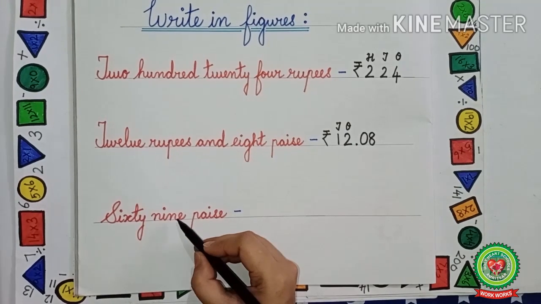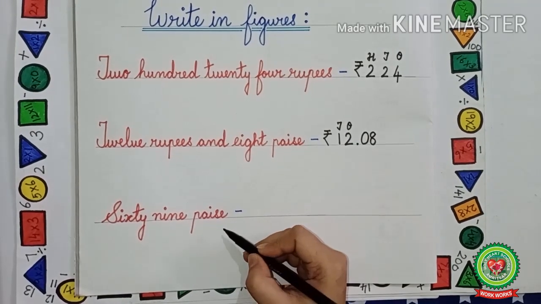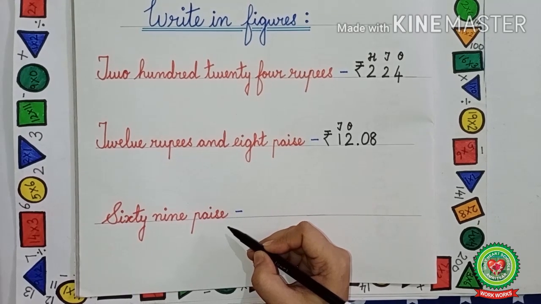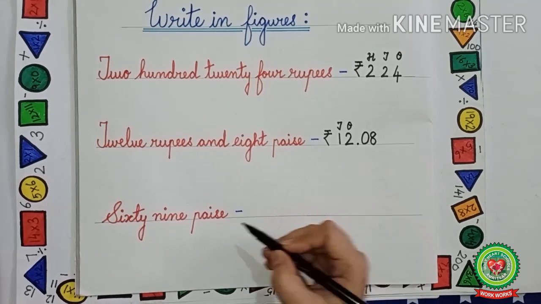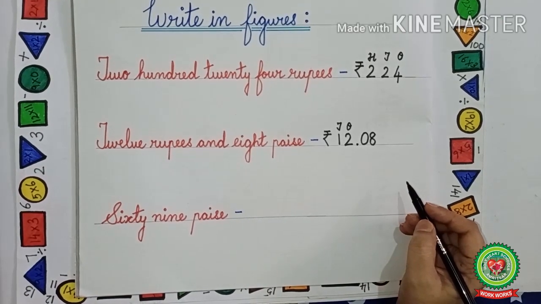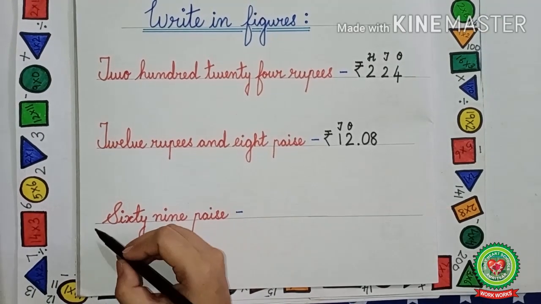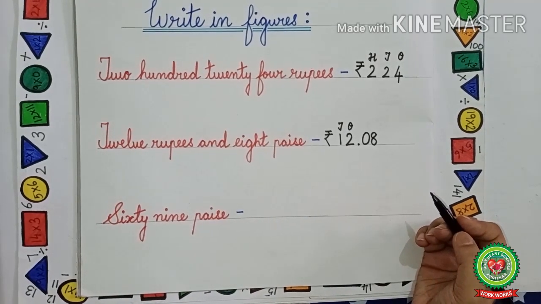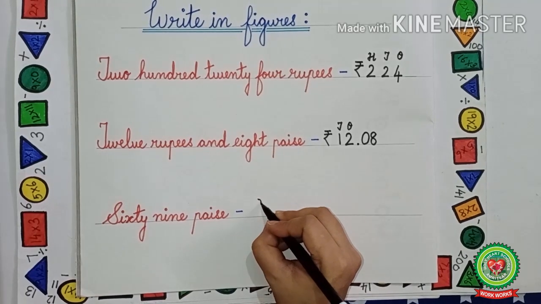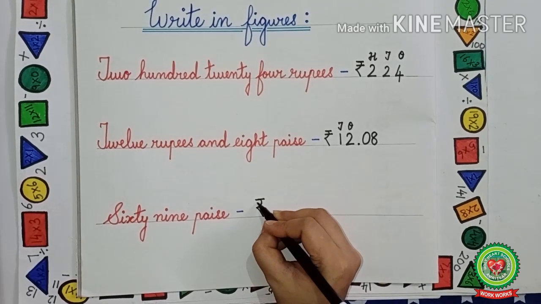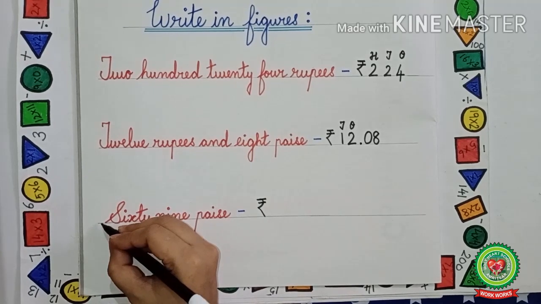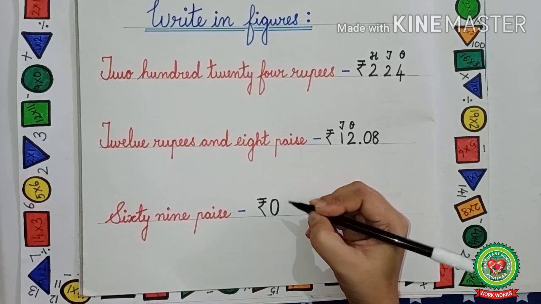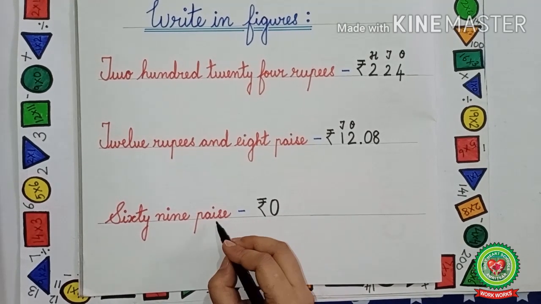Now 69 paise. Only paise is there. Is rupees mentioned over here? No, rupees is not here. So what we will do is, we have to remember that nothing means 0. When nothing is there for rupees, that means it is rupees 0. So what we will do? We will again write the symbol of rupees. Now nothing is there for rupees, that means it is 0. So we will write over here 0. Now it is written 69 paise.